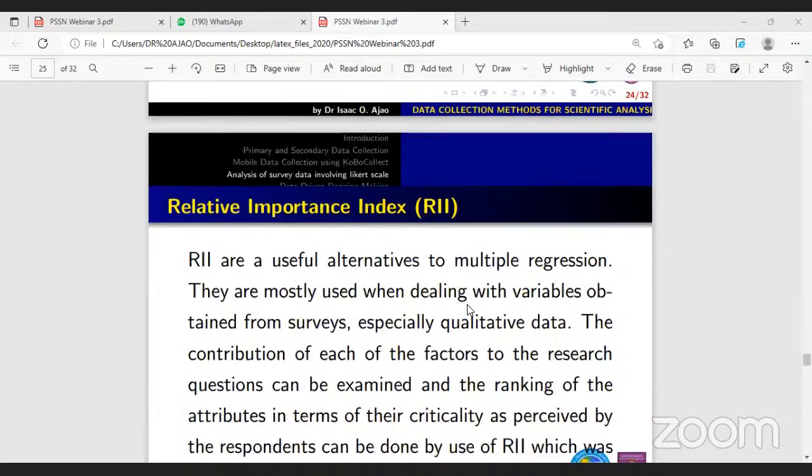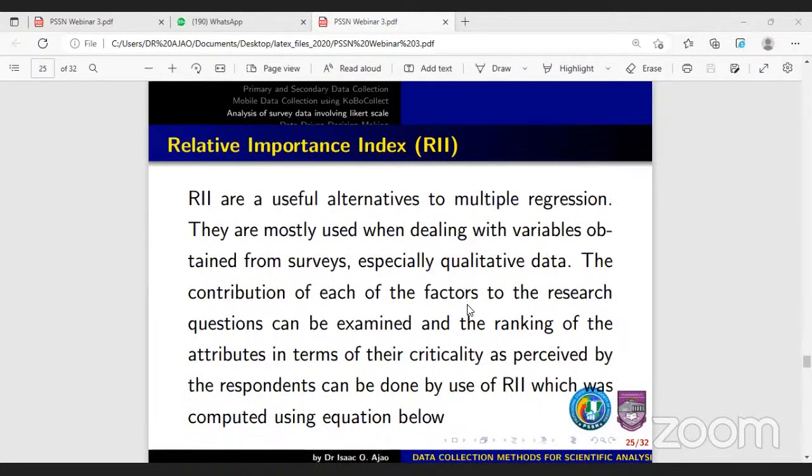Now let's move on to the relative importance index. We call it RII. It is still about how we analyze the opinion of people. Not to deceive ourselves, hardly is there any research today that will not ask for people's opinion, unless it is pure academics. Even in academics, at times we go on to ask people about what we are writing down: what is your opinion about it?